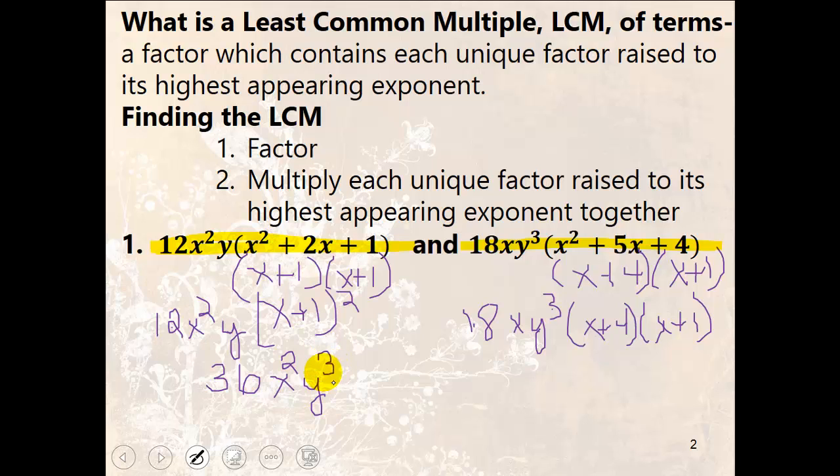Then I have the factor x plus 1, and it's here and here. This is squared. This is to the first. So I have x plus 1 squared. It's to the highest appearing exponent. And then I have an x plus 4. And you just found the least common multiple. All right? Let's try another one.